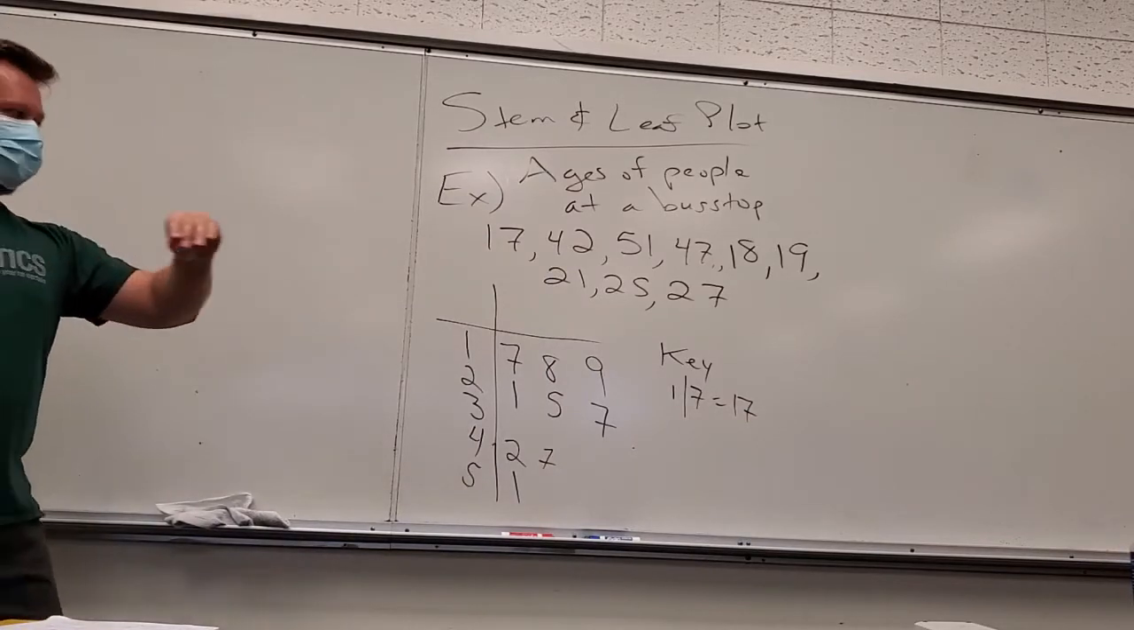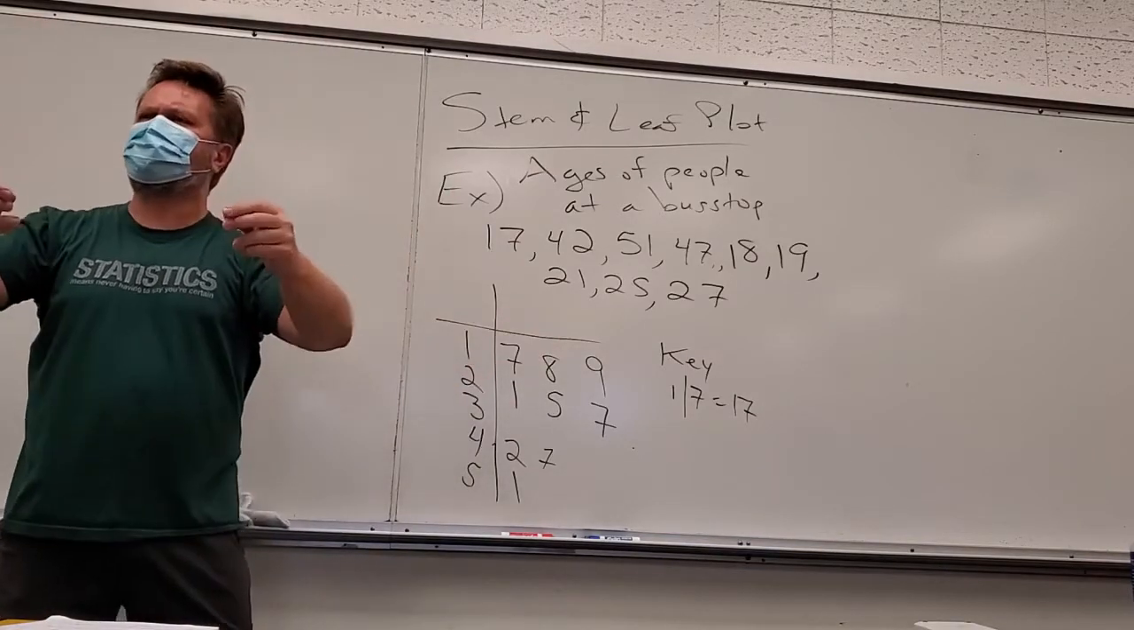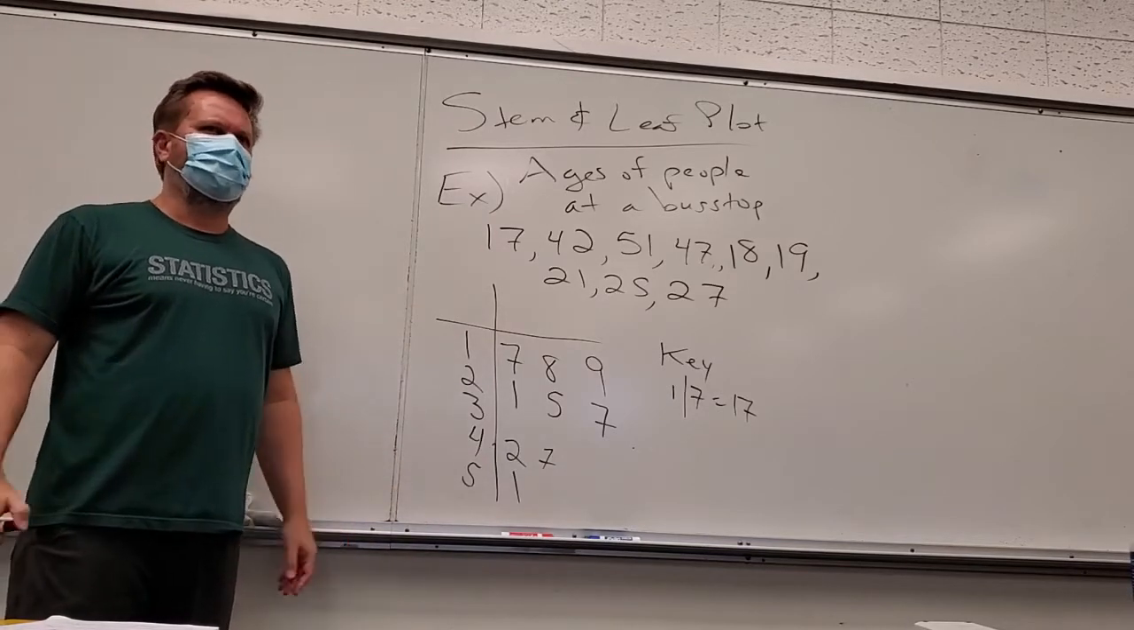I've had students in the past write 1 7 equals 17, 1 8 equals 18, 1 9, and I'm like, that kind of defeats the purpose. You just need 1, and then I can read the rest of it. Right? I like it.